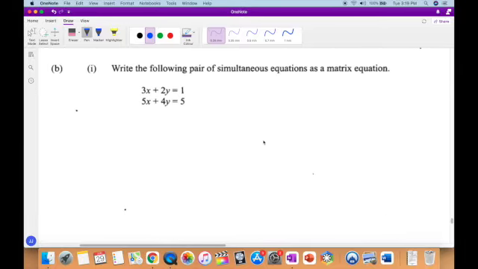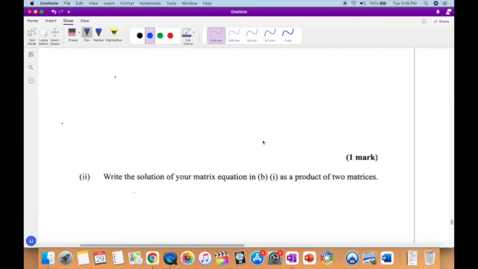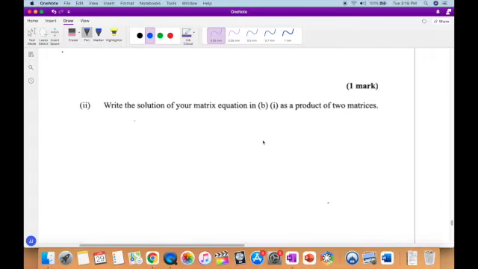Write the following pairs of simultaneous equations in matrix form. Do we have to solve them? Write the solution of the matrix in B1.